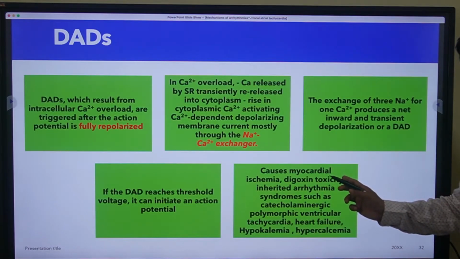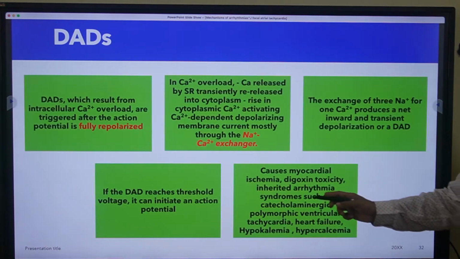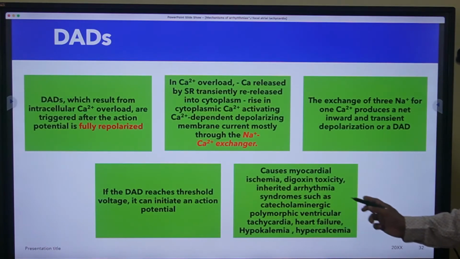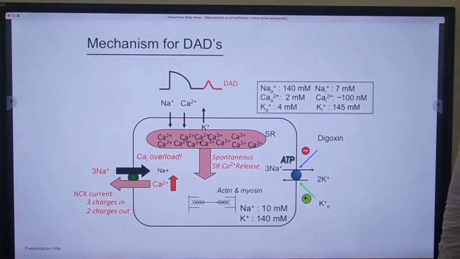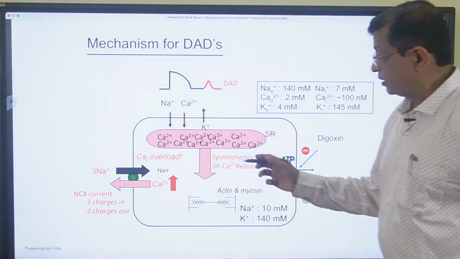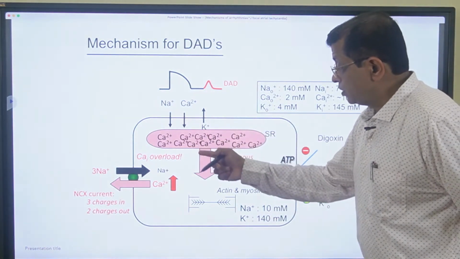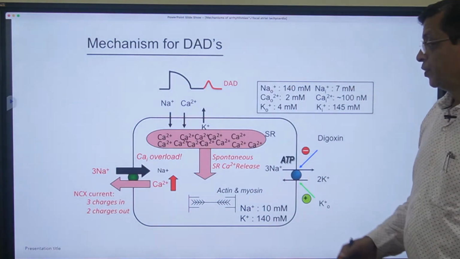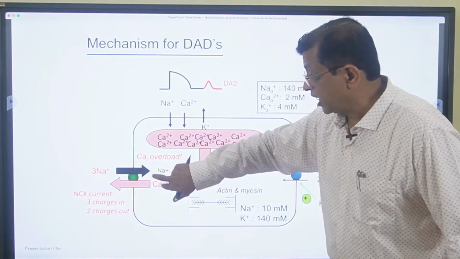Causes are myocardial ischemia, digoxin, we'll come to how digoxin causes this, inherited arrhythmia syndromes such as catecholaminergic polymorphic ventricular tachycardia, heart failure, hypokalemia, and hypercalcemia. This is a diagrammatic representation. Due to the action of adrenaline or sometimes due to hypercalcemia or some other mechanism, the calcium from the sarcoplasmic reticulum is pumped into the cell, causing calcium overload, and this activates the sodium calcium exchanger.